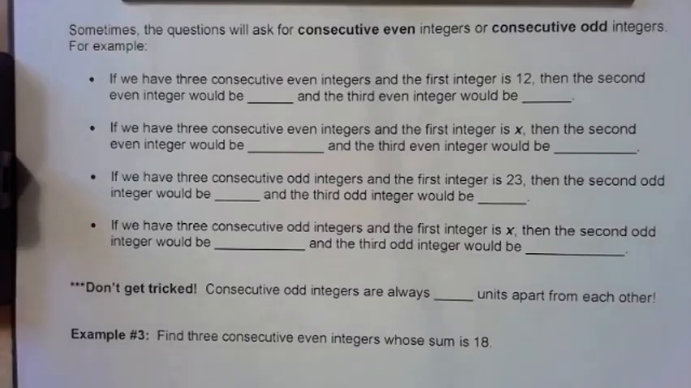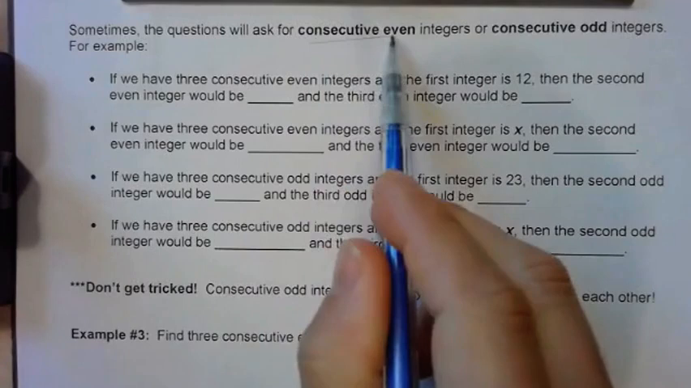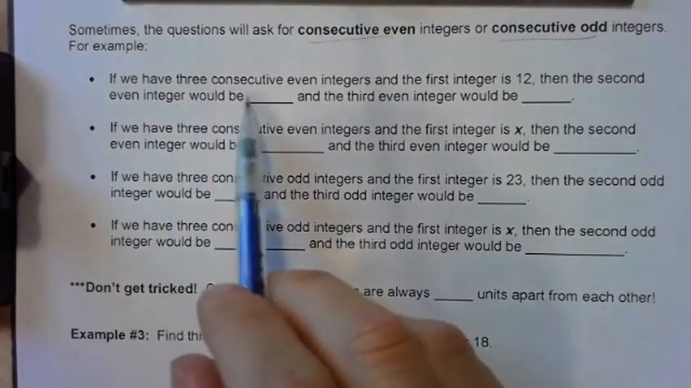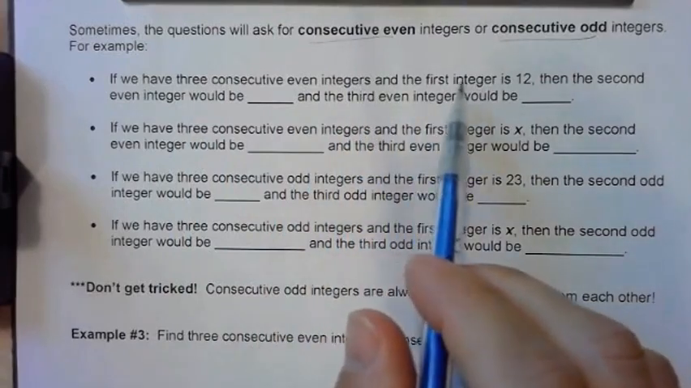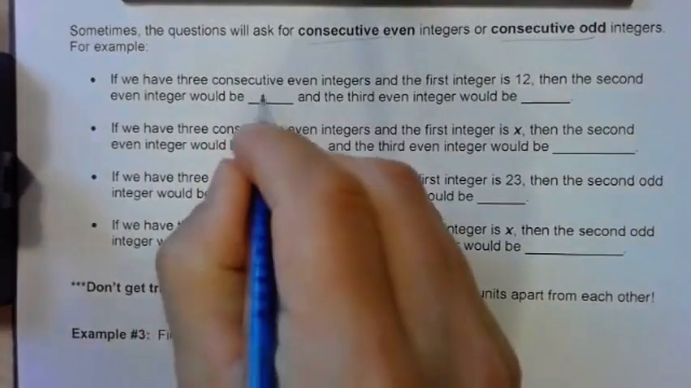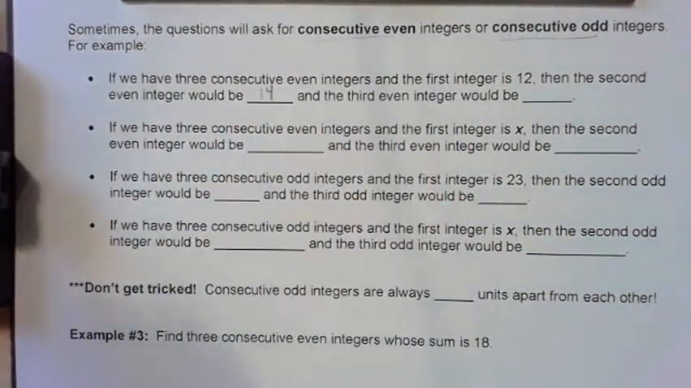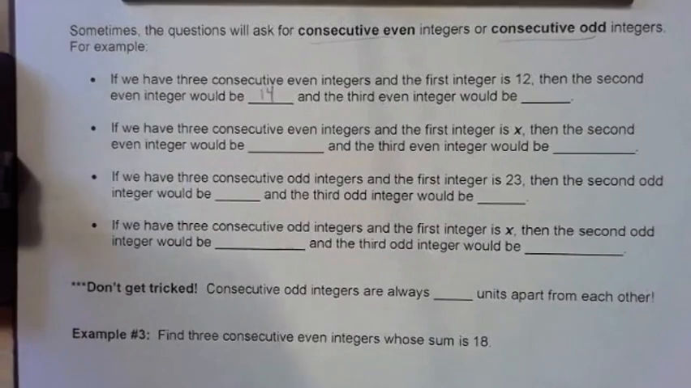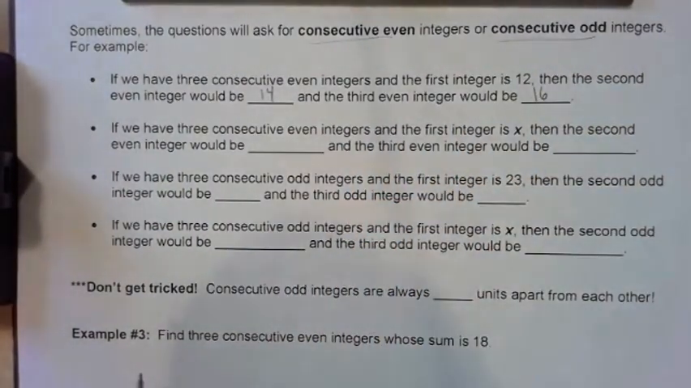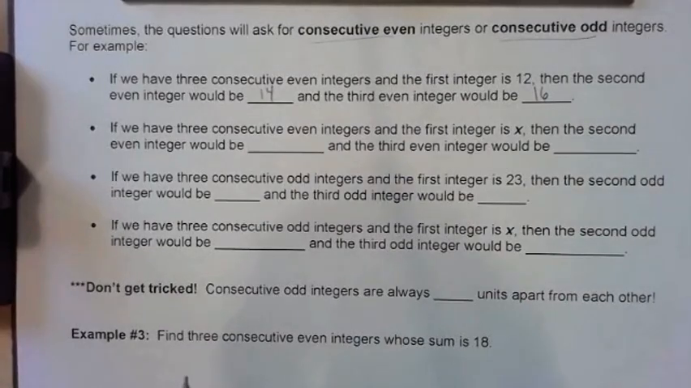Sometimes you'll have a question, and the question is going to ask for consecutive even or consecutive odd integers. Okay, in examples like those, we need to really think about the numbers that we're working with. All right, if we have three consecutive even integers and the first integer is 12, then the second even integer would have to be 14 because 14 is the next even number after 12. The third even integer then would have to be 16. All right, 12, 14, 16 are three consecutive even integers.